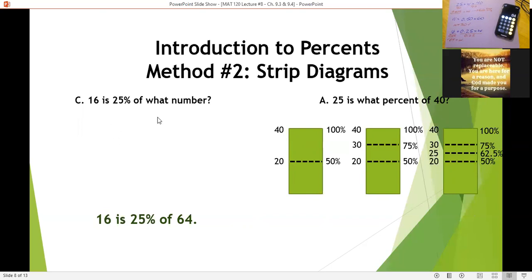I'll give you a hint. 16 is not the whole this time. The whole is greater than 16. And I'll give you another hint. I think you already know the answer to this question is 64. We did already finish this.